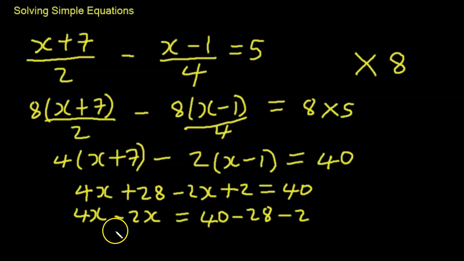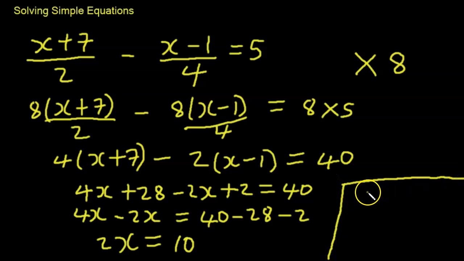So 4x take away 2x, that's 2x. And 40 take away 28, that's what? 32? That's 12. And 12 take away 2, that's 10. So 2x equal to 10. So 2 times a number is equal to 10. What is that number? 2 times which number gives you 10? You're correct, 2 times 5, but we want to get rid of the 2. So divide both sides by 2.